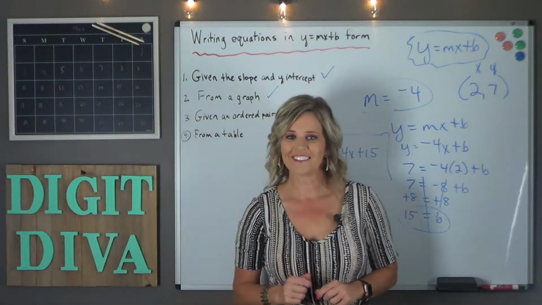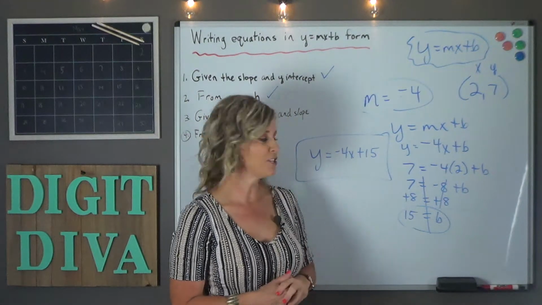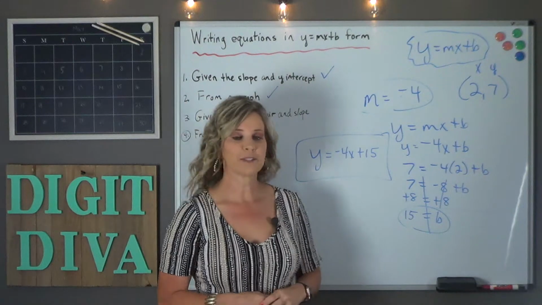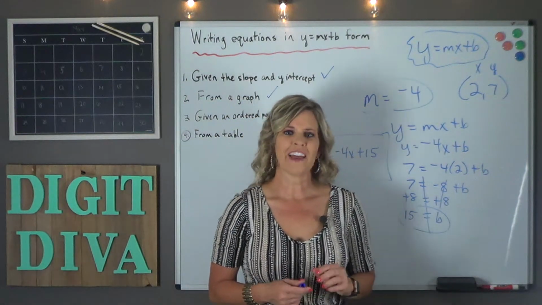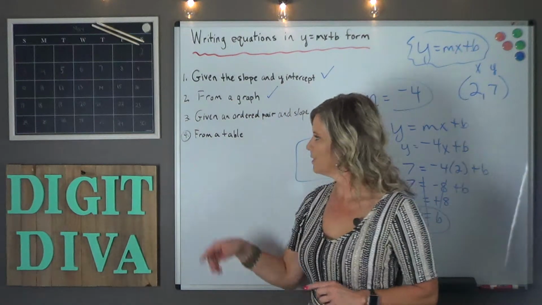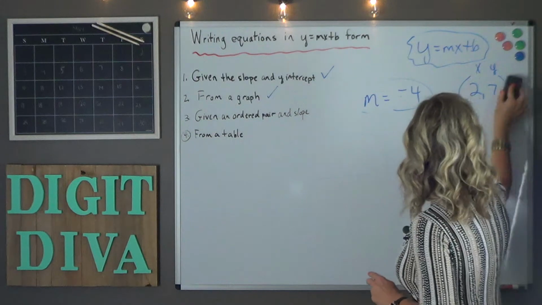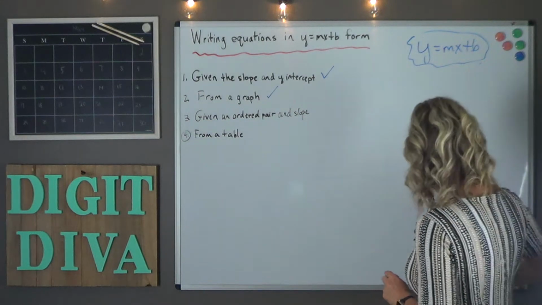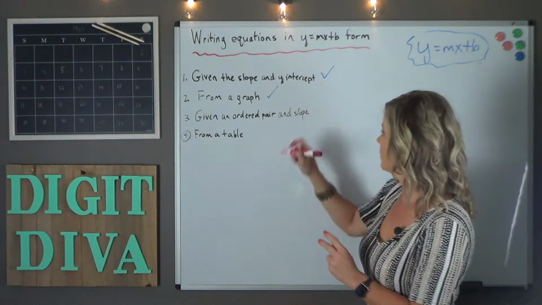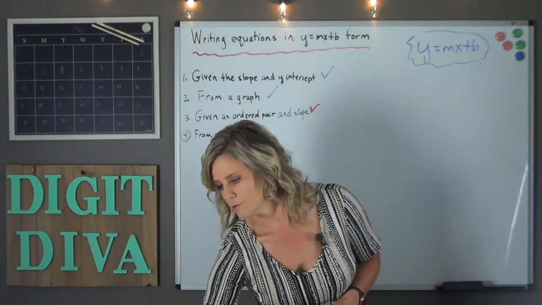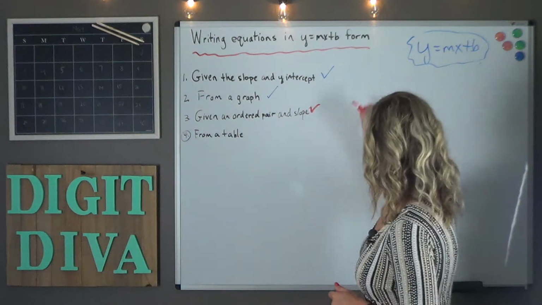Once I knew my y-intercept and my slope, I was able to put them in this nice equation, y equals negative 4x plus 15. So that one requires a little bit of effort, okay? But let's move on to our very last example. How are we going to write an equation when given a table? So we're on our last one, when given a table.